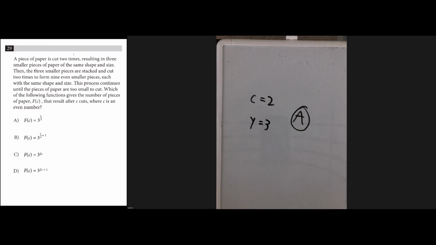So number of cuts is 2, and we end up with 3 smaller pieces of paper. So when C is 2, the result has to be 3. So the only answer choice that works with that is answer choice A.